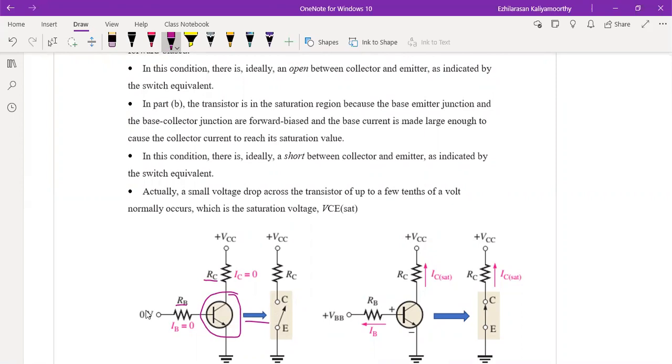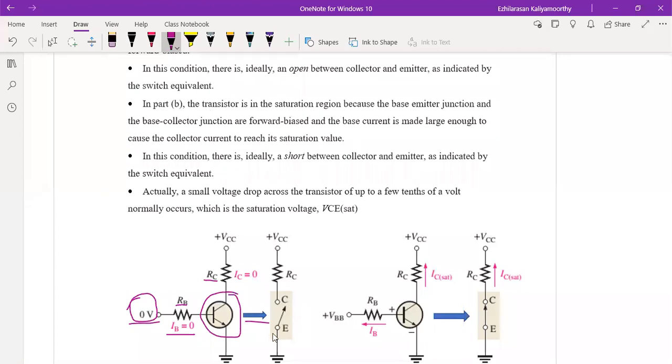Why is it open? Because I have not given any voltage. Input voltage is 0. If the voltage is 0, there will not be any current. IB is equal to 0. Then the switch will be in open condition. So the transistor is in the cutoff region.